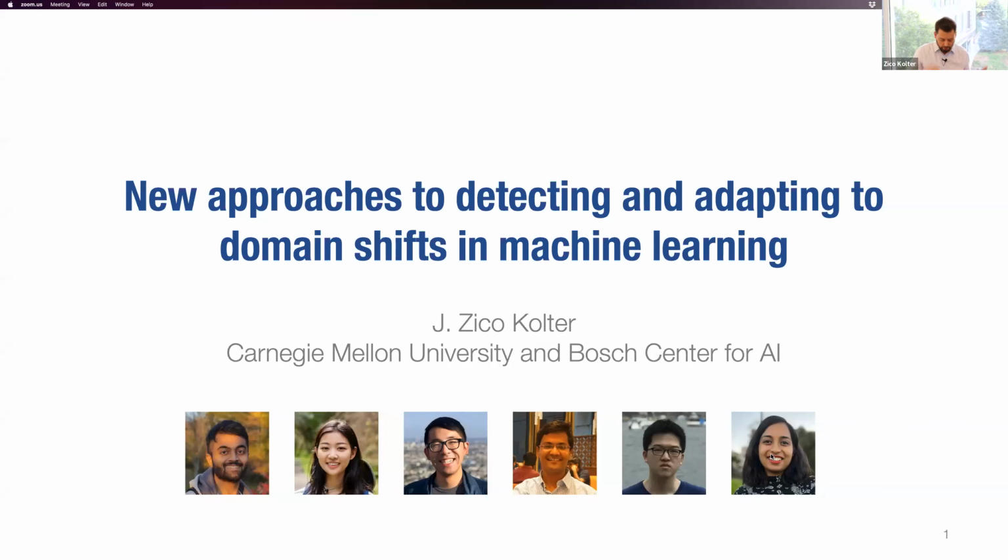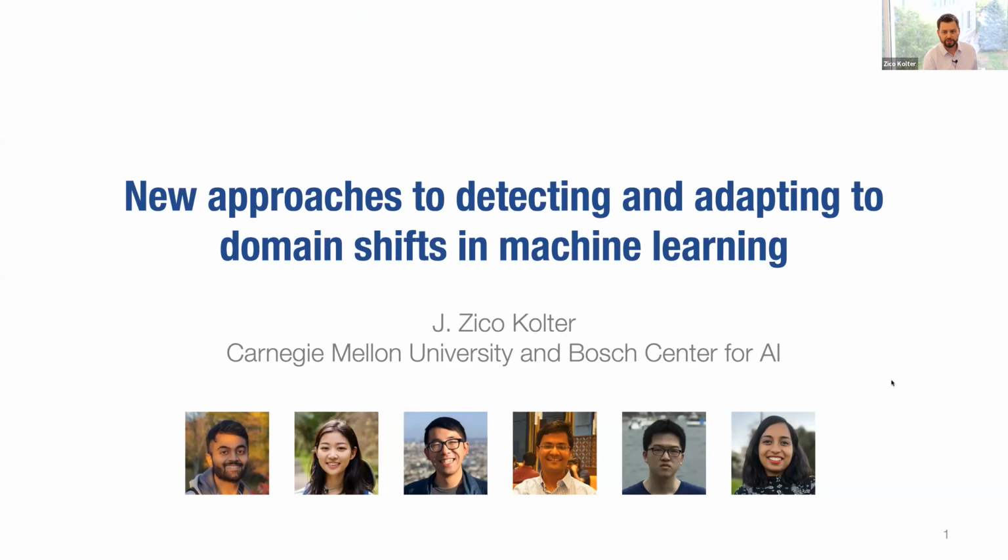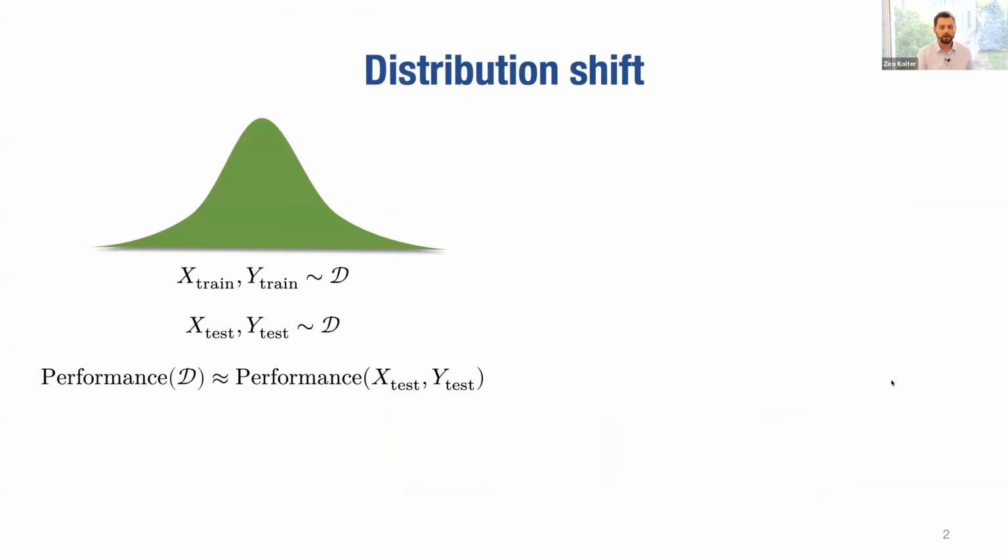All right, so what is the problem that we're trying to deal with at a high level here? The problem that this talk deals with is the setting of distribution shift or domain shift in machine learning. And I want to start by just talking about what that is and why it matters so much.